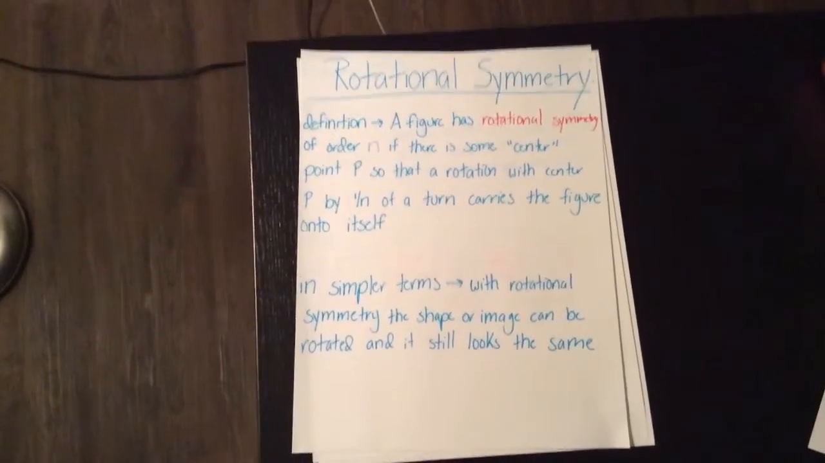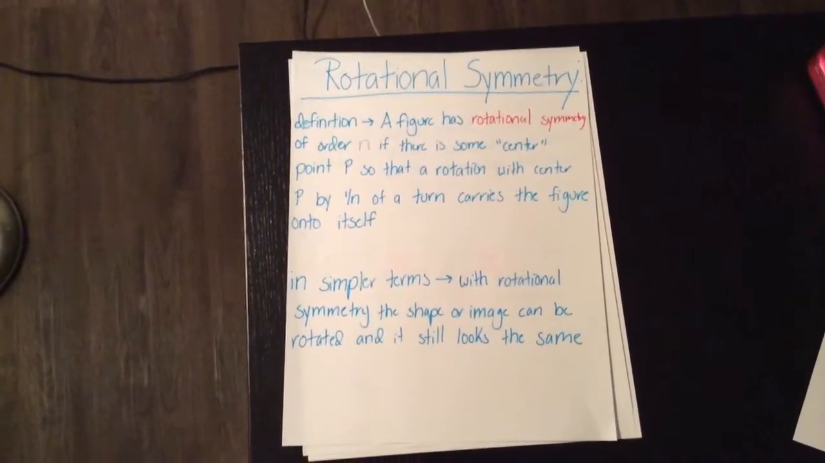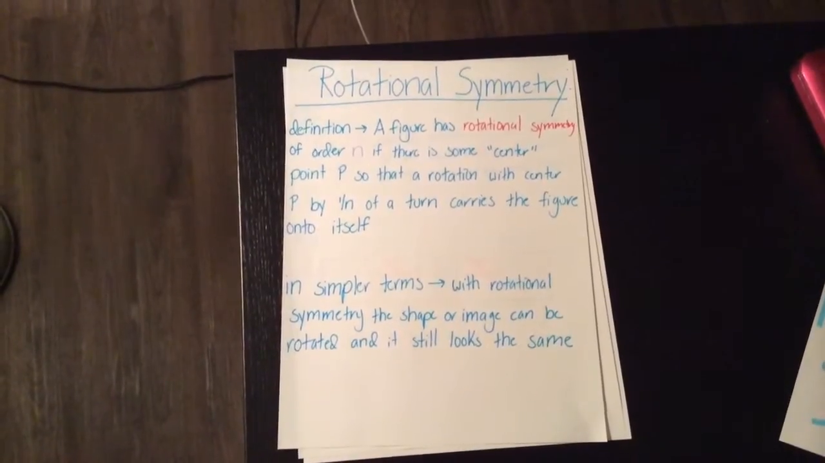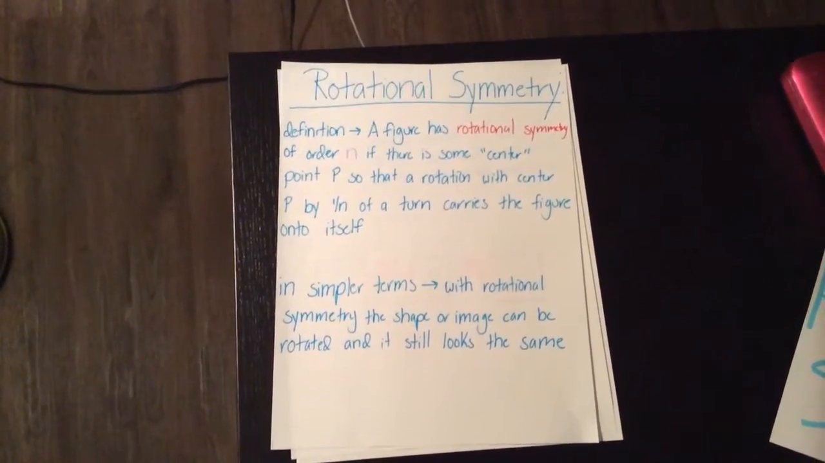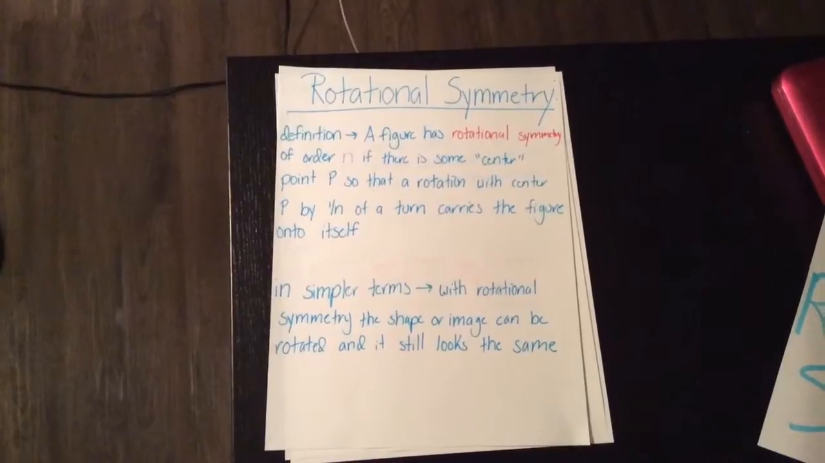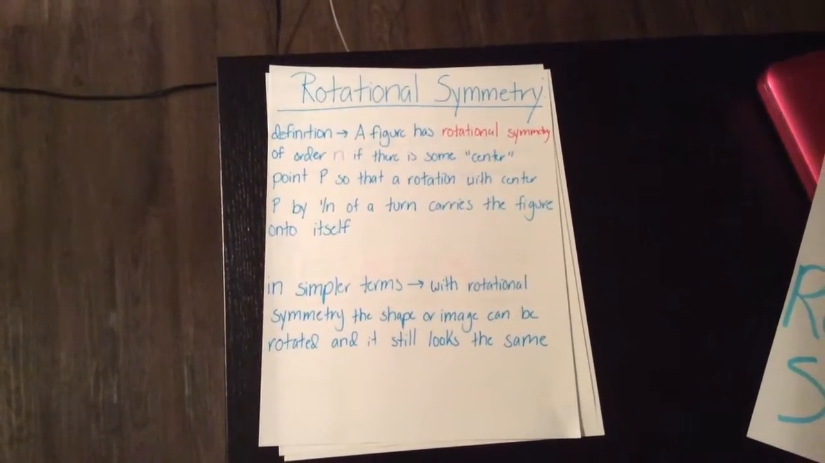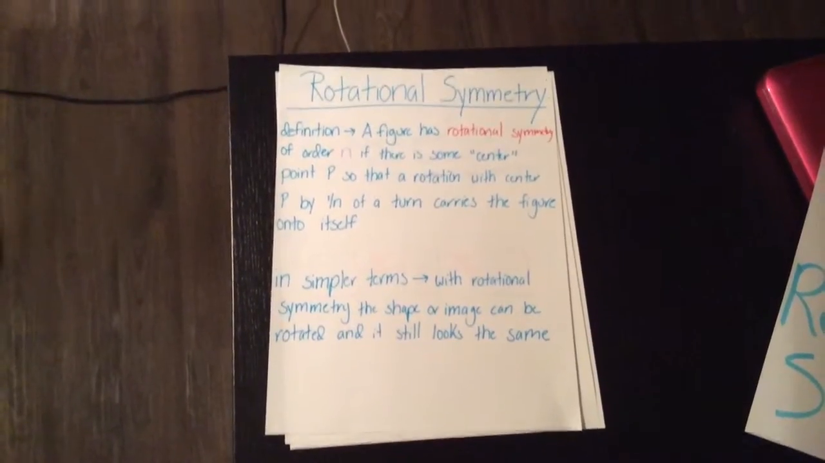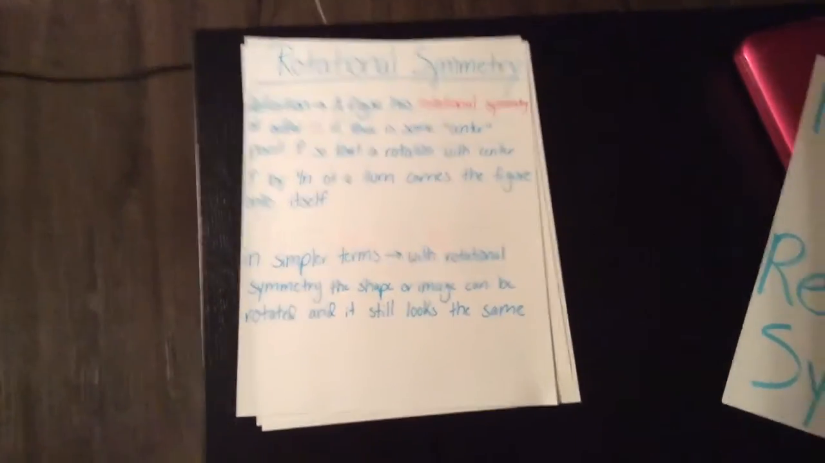Rotational symmetry can be defined as follows: a figure has rotational symmetry of order n if there is some center point P such that a rotation about P by 1/n of a turn carries the figure onto itself. In simpler terms, with rotational symmetry, the figure can be rotated and it will still look the same.